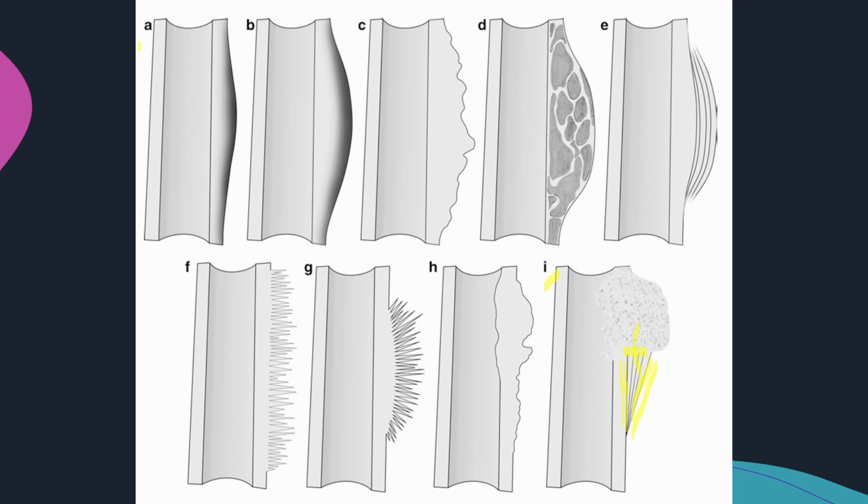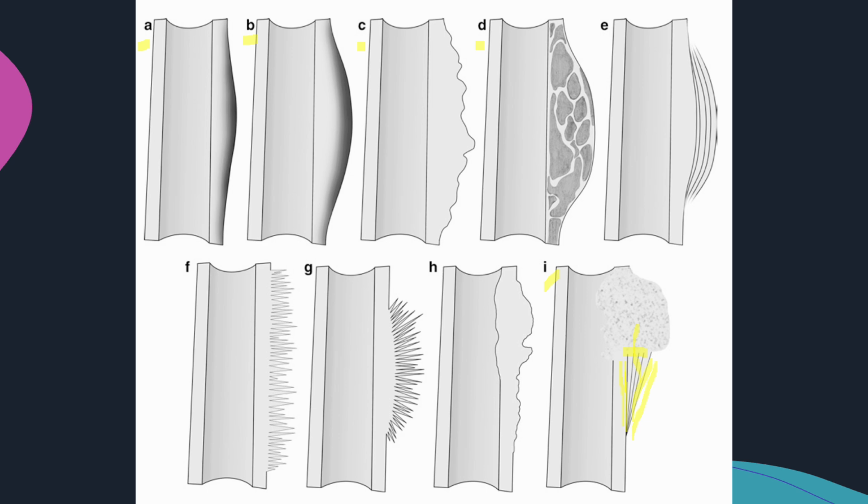We have letter A. This one is thin sclerosis. B. Thick sclerosis. C. Irregular appearance of periosteum. D. Depleted. These four, A, B, C, D, suggest that this lesion is non-aggressive. However, for E, F, G, H, figure I pertains to a possible aggressive lesion.